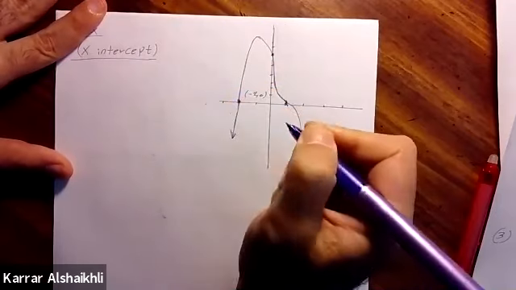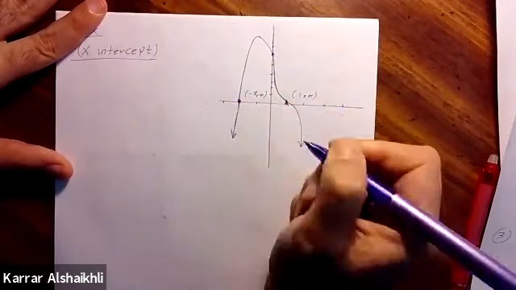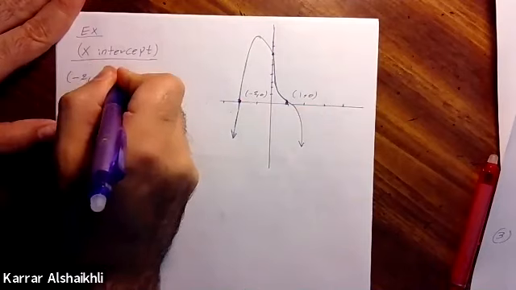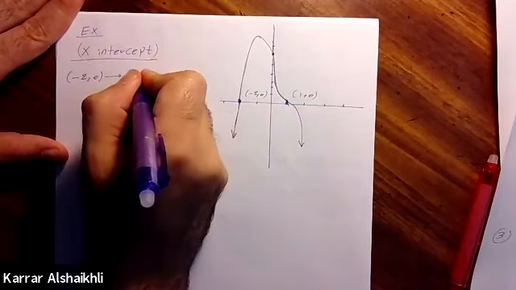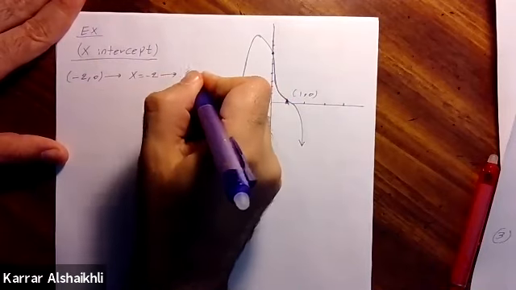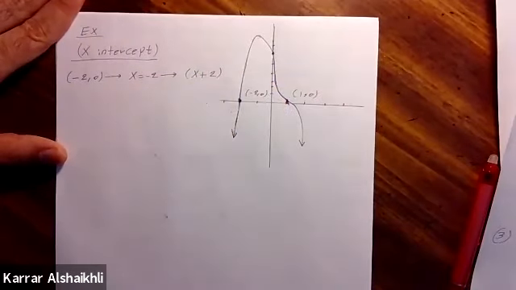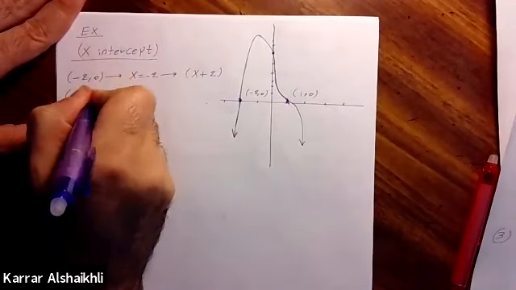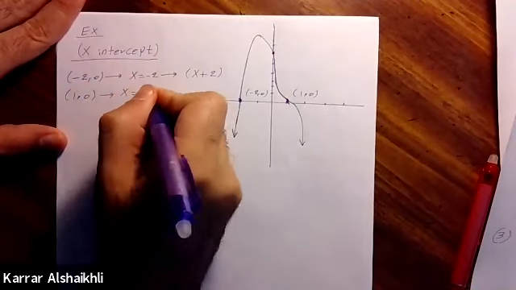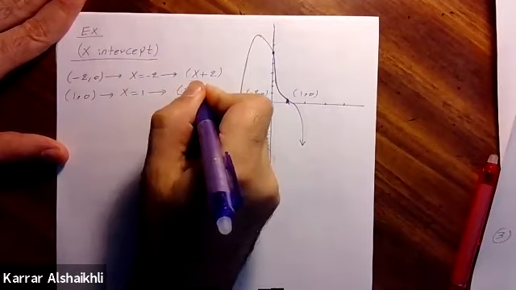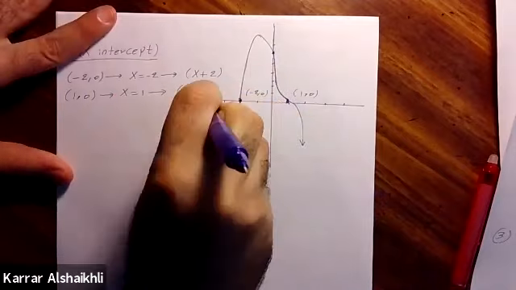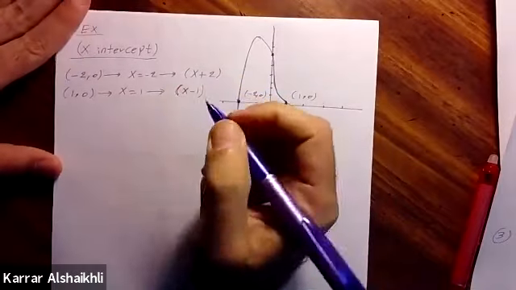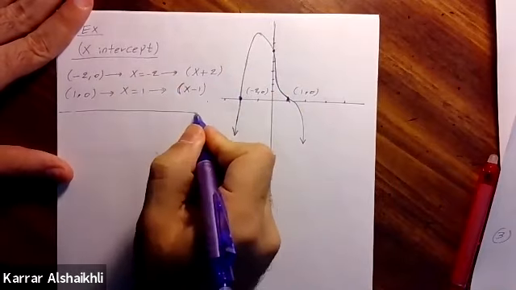Negative 2 and 0. And this point is 1, 0. So the first x-intercept is negative 2 and 0. That means x equals negative 2, which means x plus 2. The second x-intercept is 1, 0. So I'm going to say 1 and 0. So x equals 1. That means x minus 1. So these 2 points are the x-intercepts.